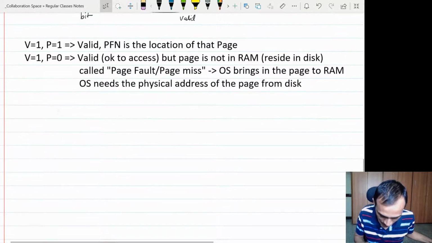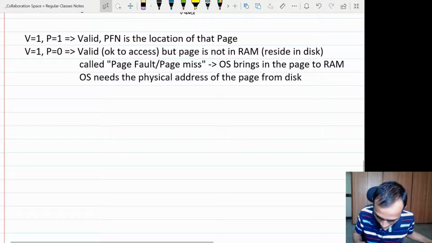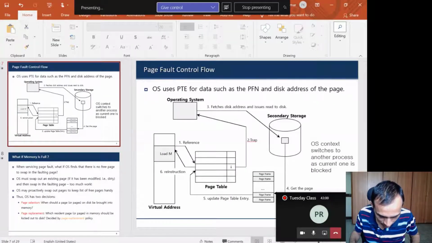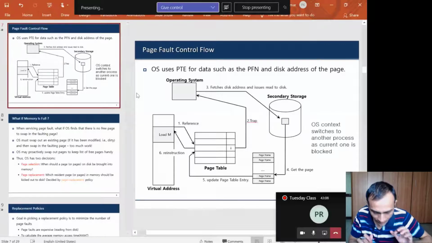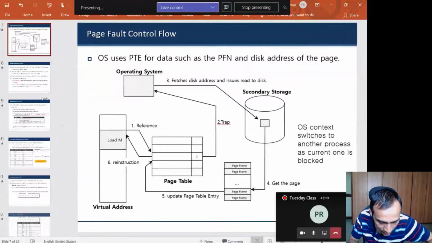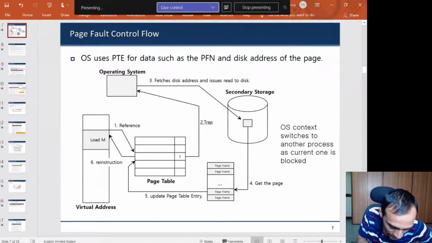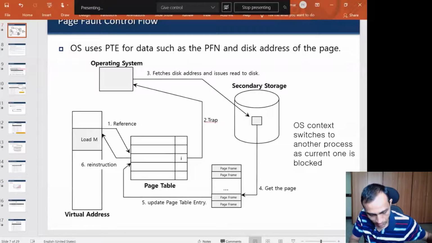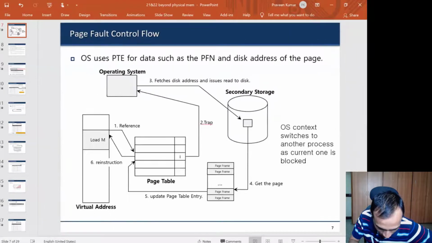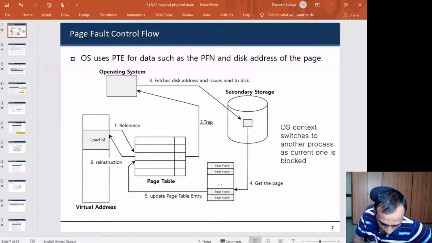So let me go to one simple diagram here. This diagram is showing the control flow during a page fault, when there is a page miss. What kind of sequencing will happen in the code? There are some more details here, and I'll talk about the details later on, but this is the big picture of what will happen.